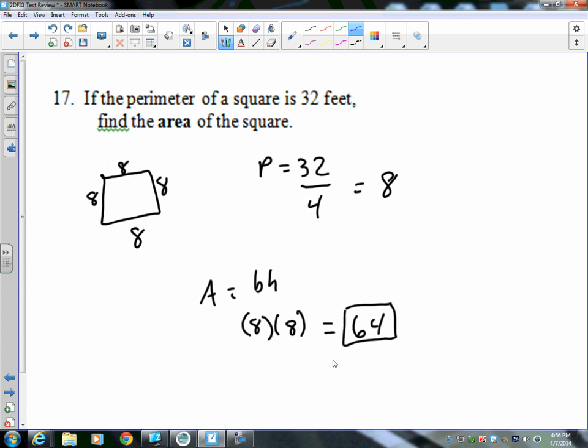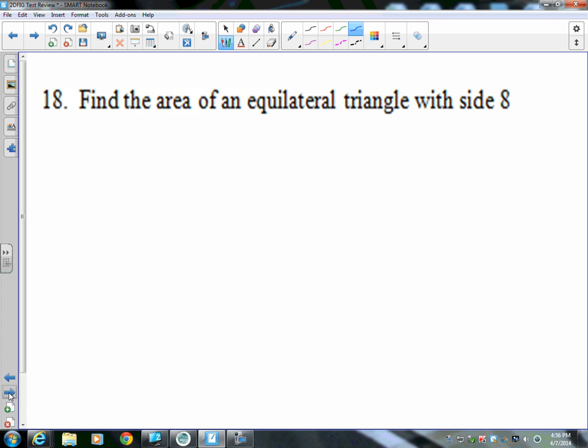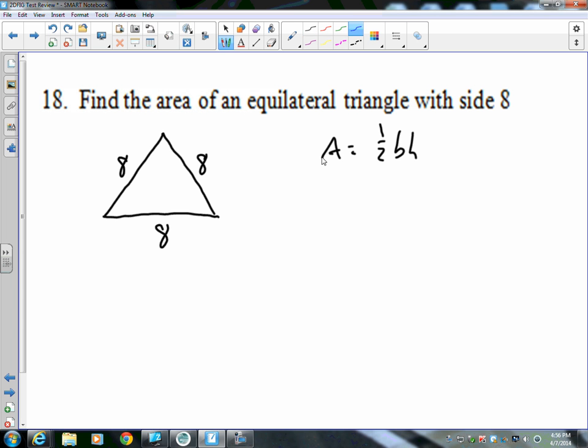Next question, number 18. It says find the area of an equilateral triangle with side 8. First, let's draw this triangle. All three sides are 8, because it's equilateral. We can say that the area is equal to 1/2 base times height, or base times height divided by 2.